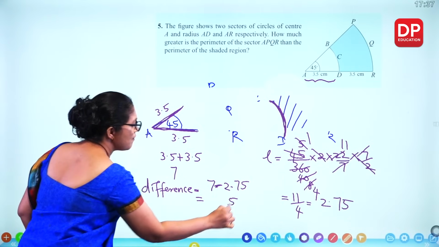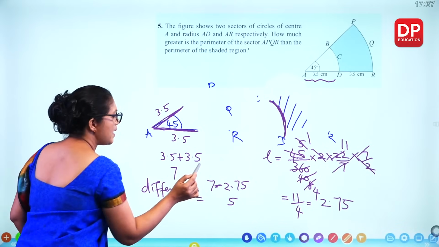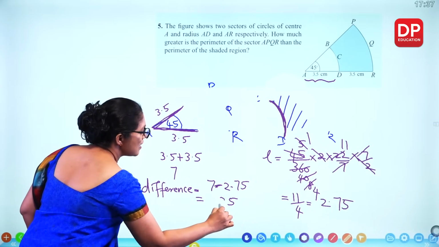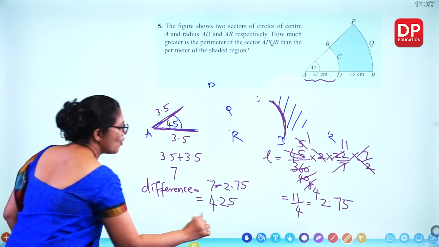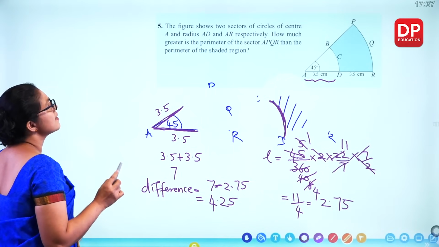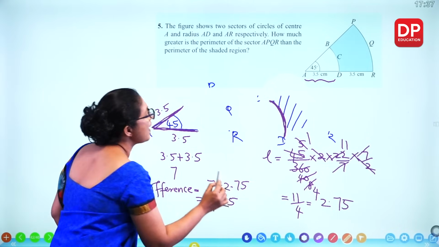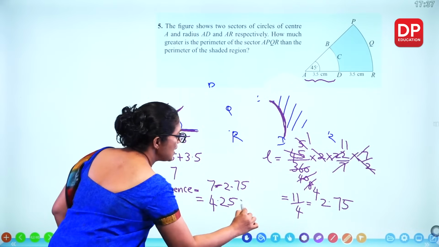You get 5, 5, 10, 1 remaining. So here 8 and 2, 10, 1 remaining, 3 with 4. So the answer is 4.25 centimeters.